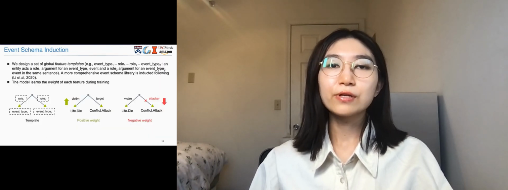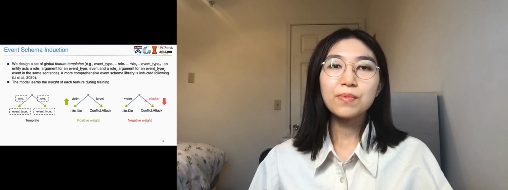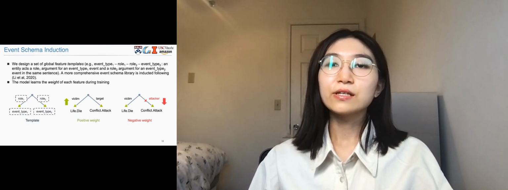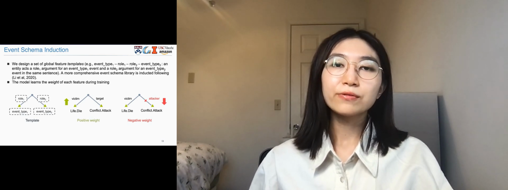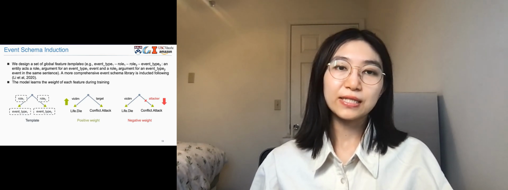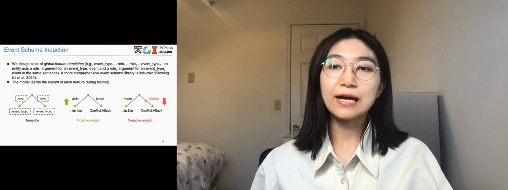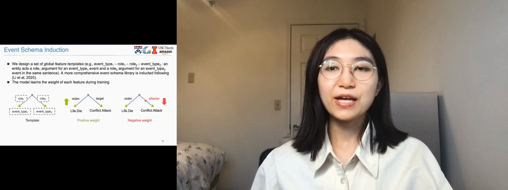To induce this kind of event schema, we use templates to explore the interactions between knowledge elements. For each template, we fill in all possible types to generate a set of global features. For example, here the first feature means that an entity is a victim of a die event and a target of an attack event at the same time. The second one is similar, where the person entity is the attacker, which is usually not true in the training set, except for the suicide cases. In this way, the model learns that the first one is the positive feature, and the second one is the negative feature, and it can promote information graphs containing the first structure and demote the graphs matching the second feature.